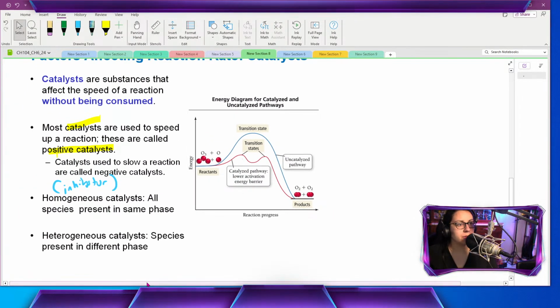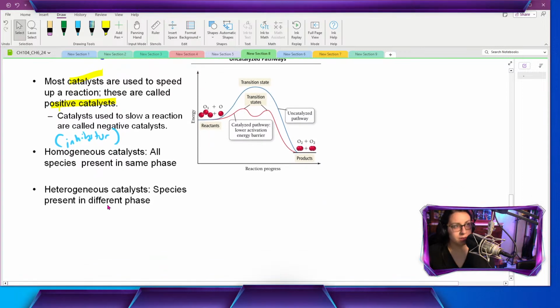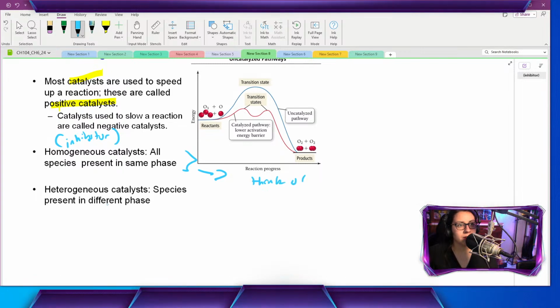Oh, and then other little bits of this. If you have what's called a homogeneous catalyst, all species are in the same phase. So think of an aqueous solution. Everything's again in the same phase. They're all aqueous ions, including your catalyst.